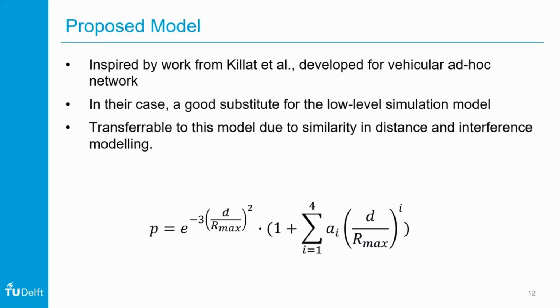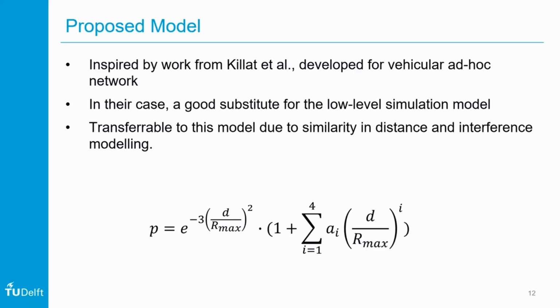And this is our proposed model, inspired by work from Kilat, who developed this model for a vehicular ad hoc network for cars. In their case, it was a good substitute for a low-level interference simulation, because that low-level simulation took a lot of time, and then they substituted it with this equation. We think this model is transferable to our case, because it considers distance and interference. R max here is the maximum distance detected, and D is the distance between the transmitter and the receiver. The interference itself is in the AI here. It is a constant that we will estimate later.